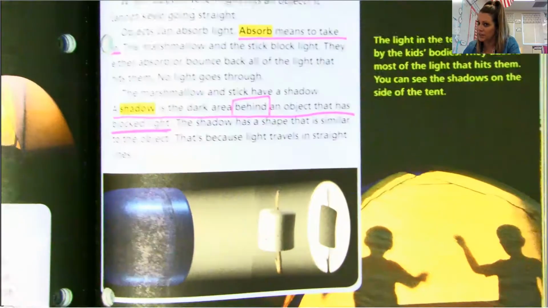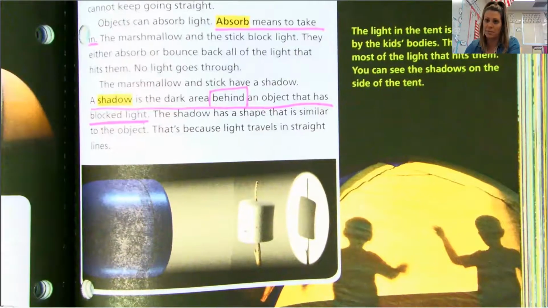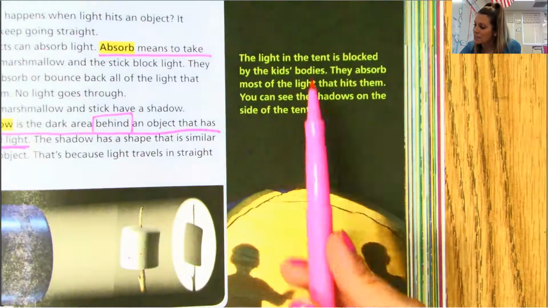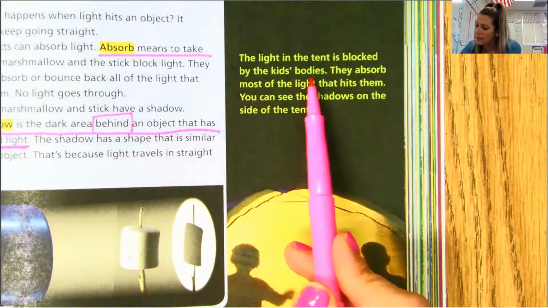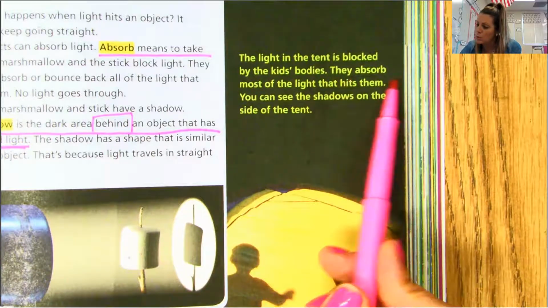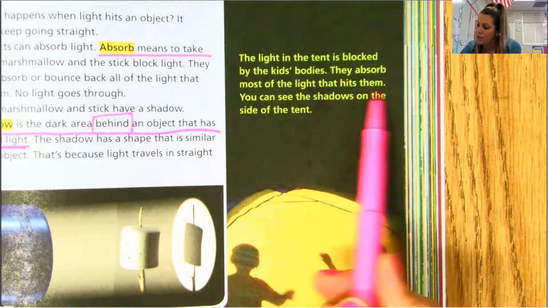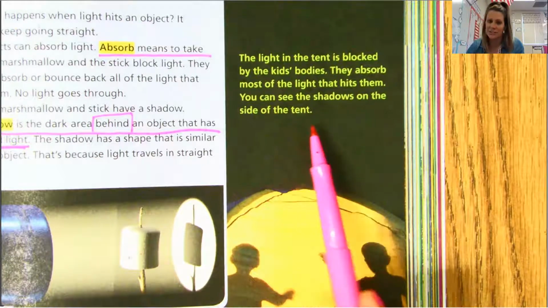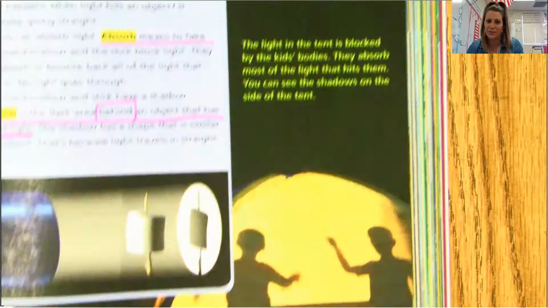All right, and then let's look here at this picture, and I think my face might be blocking it a little bit. The light in the tent is blocked by the kids' bodies. They absorb most of the light that hits them. You can see the shadow on the side of the tent. So do you see their shadow?